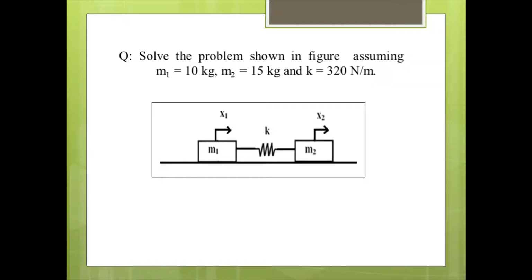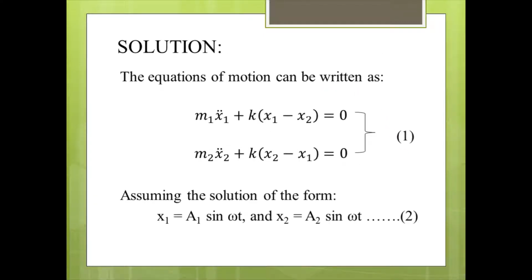Here the problem says that masses m1 and m2 are attached with a spring of stiffness k, for which the numerical values are given as m1 as 10 kg, m2 as 15 kg and stiffness k as 320 Newton per meter. The problem is a problem of a semi-definite system, because the figure clearly shows that this is a semi-definite system, where the equation of motion for the first mass can be written like this and the equation of motion for the second mass can be written like this.